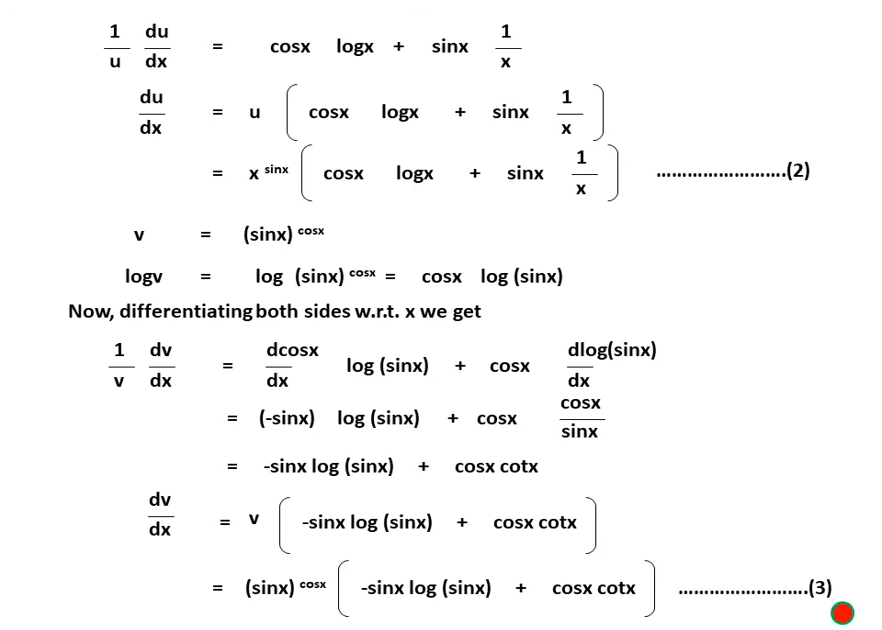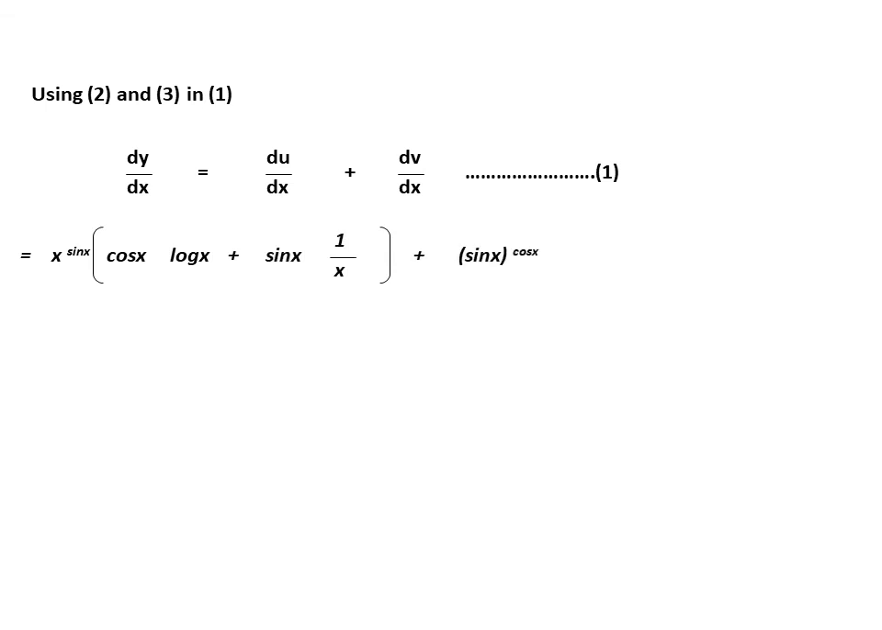So 2 and 3 we have to substitute in 1. What is 1? dy by dx equal to du by dx plus dv by dx. Let me go to the next frame. Using 2 and 3 in 1, dy by dx equal to du by dx plus dv by dx. Therefore this equals x^(sin x) into cos x log x plus sin x into 1 by x, plus (sin x)^(cos x) into minus sin x log sin x plus cos x cot x. And this is the final answer.